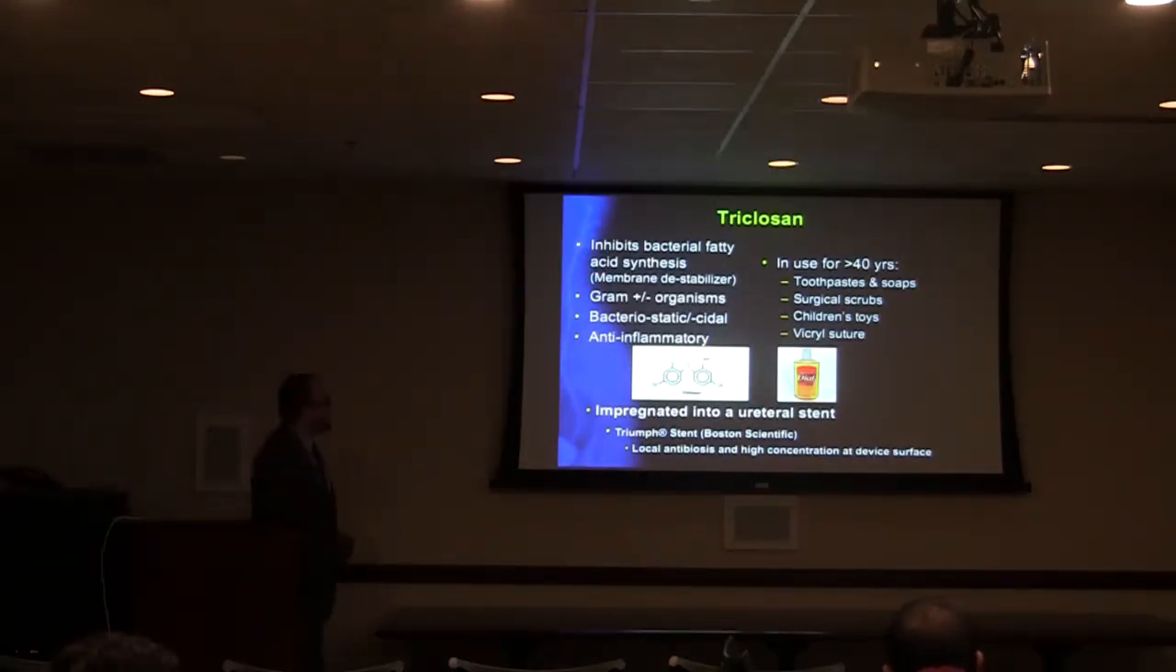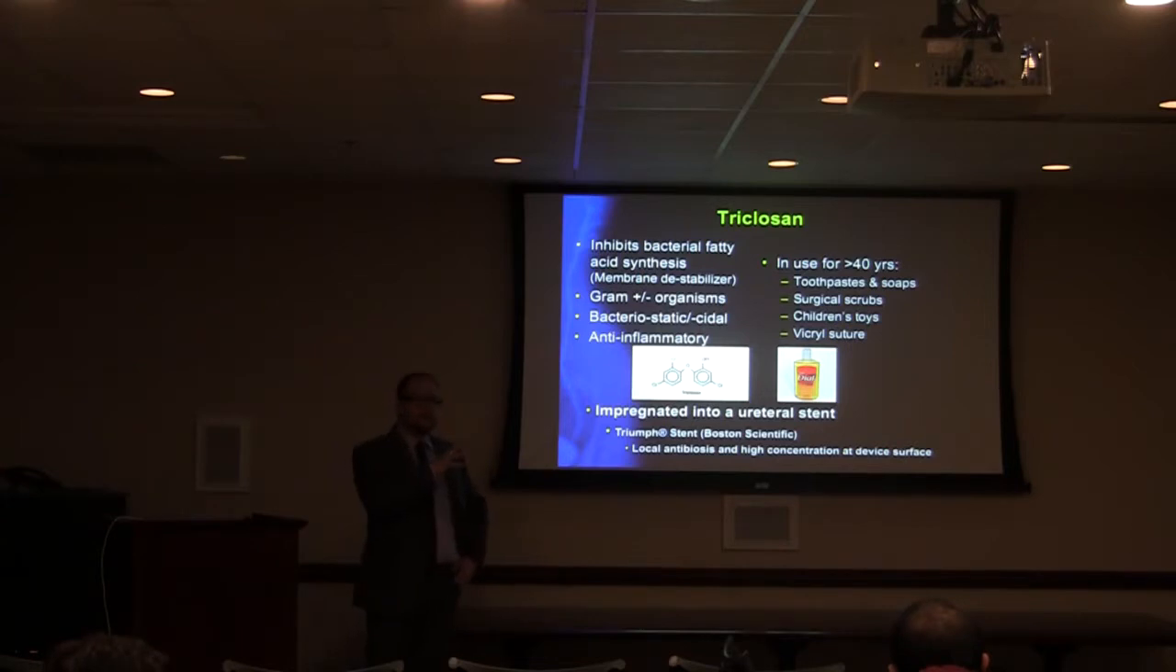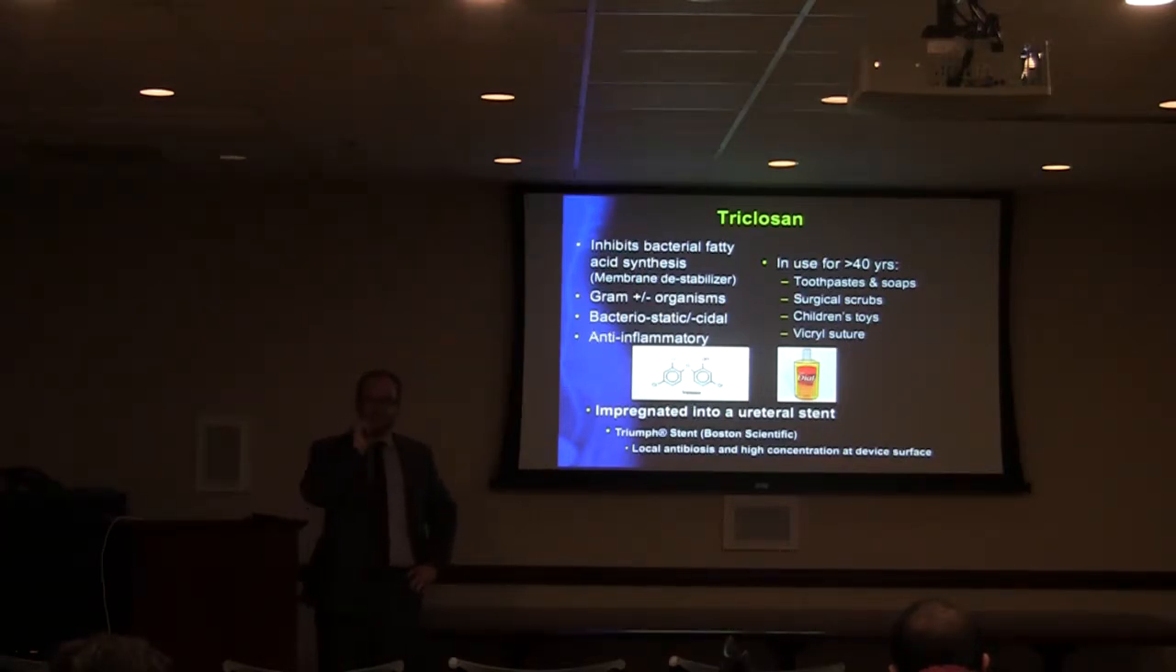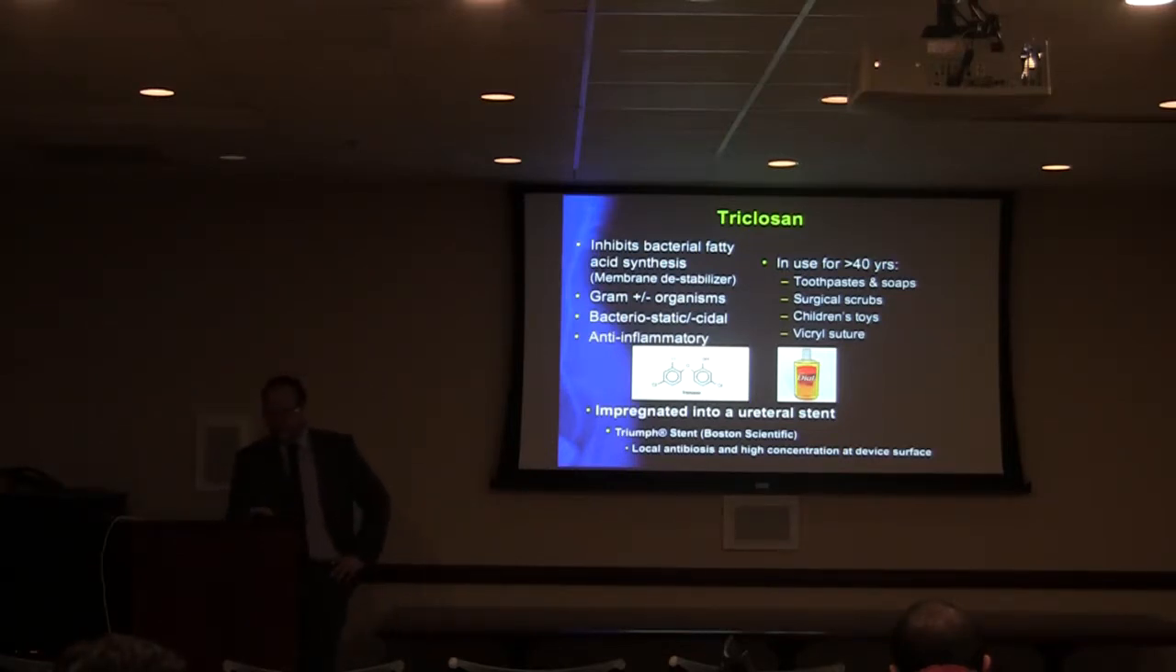So I introduced you to the triclosan stent. This is kind of when I started to enter the field, when the triclosan stent was out. So I started doing some of my work on this triclosan stent. Triclosan inhibits bacterial fatty acid synthesis. It's broad spectrum, both bacteriostatic and bactericidal. It's anti-inflammatory, and it's been used for more than 40 years. Toothpaste, soaps, surgical scrubs, children's toys, who knew? It's found everywhere, it's been used everywhere.